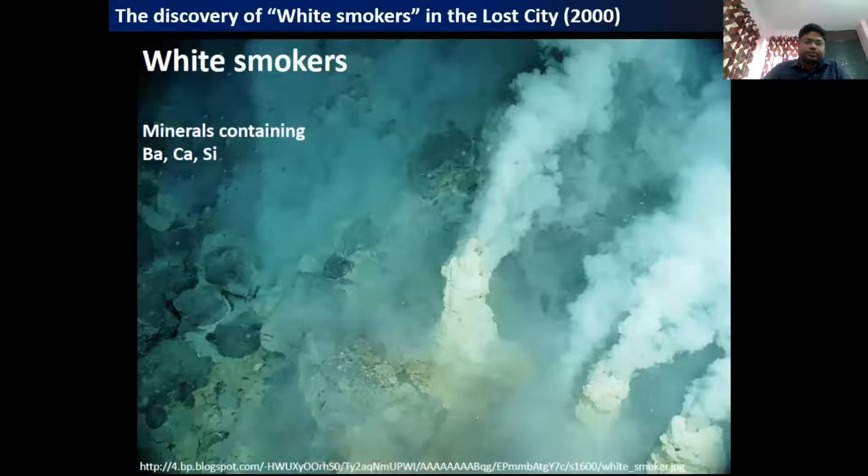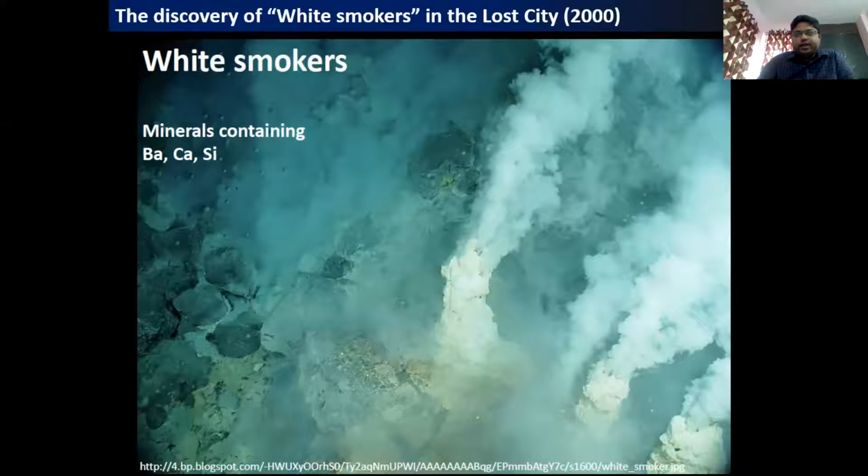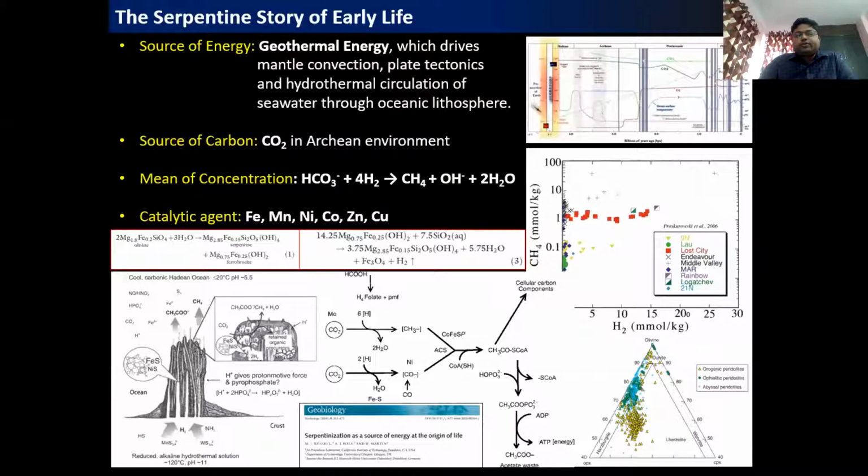Now, what is the difference between black smokers and white smokers? They found that black smokers are mainly hosted by basaltic bodies, and white smokers are mainly hosted by peridotite bodies. Interestingly, they found more primitive chemosynthetic bacteria in white smokers as compared to black smokers. Based on that, for the last 20 years, there has been extensive research on understanding the origin of life.